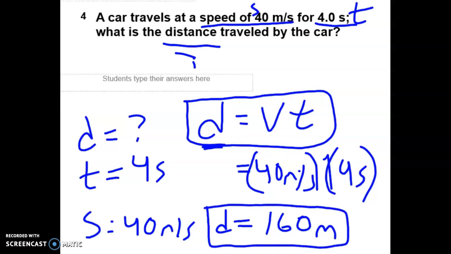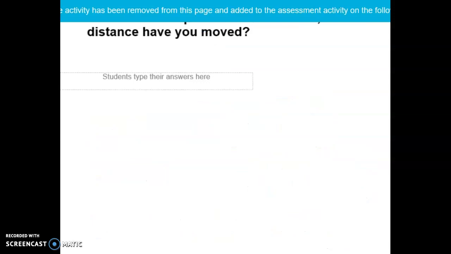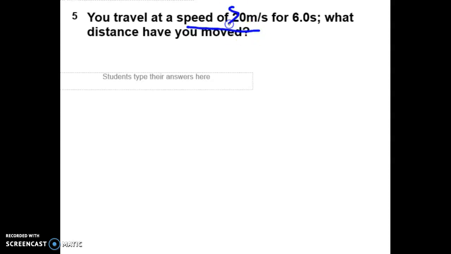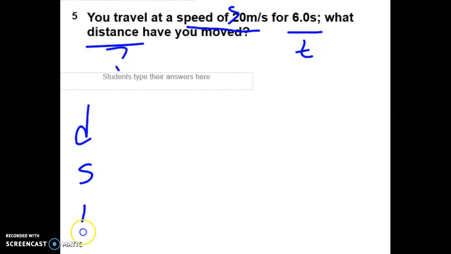Our next problem, we only have a couple more minutes. We have a practice of a distance equals velocity times time problem. So next one, we know the speed again. We know the time again. We're looking for the distance. Distance, speed, time, and it doesn't matter what order you put them in. The speed is 20 meters per second. The time is equal to 6 seconds.